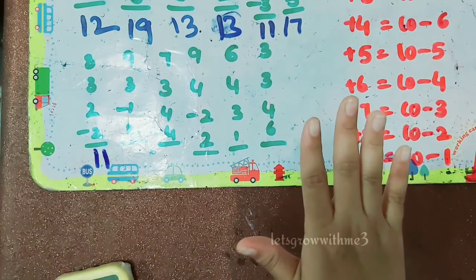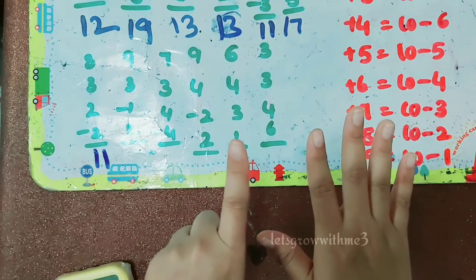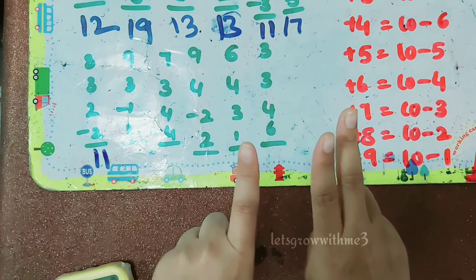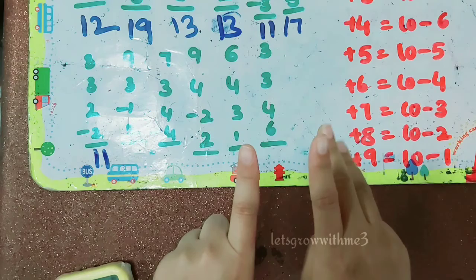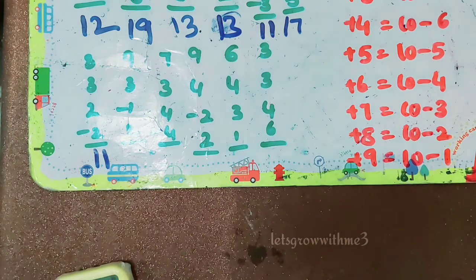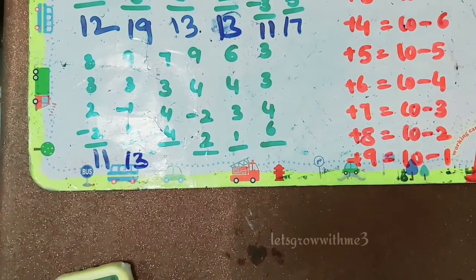9 plus 3. How to add plus 3? Plus 10 minus 7. Then subtract 1. Again, next plus 2. So the answer is 1, 3, 13. Next question.